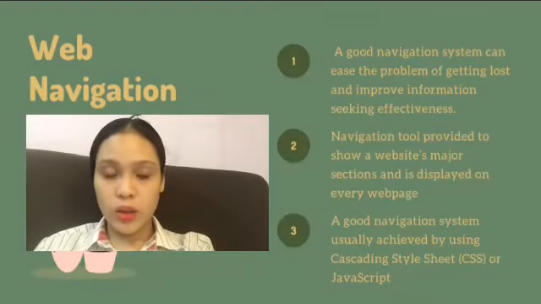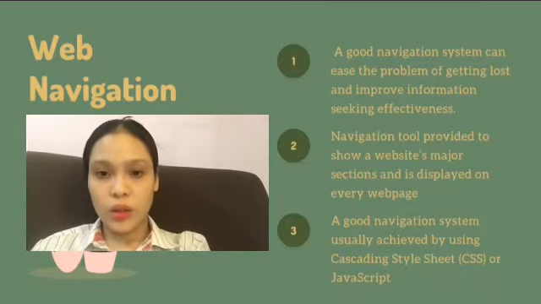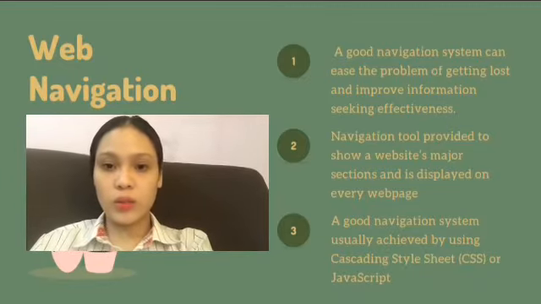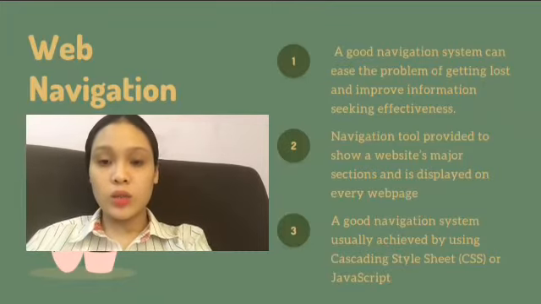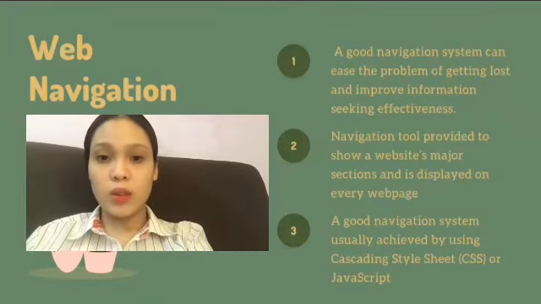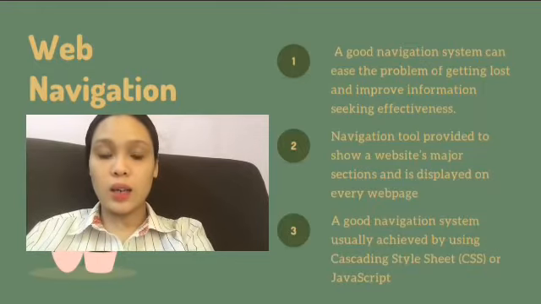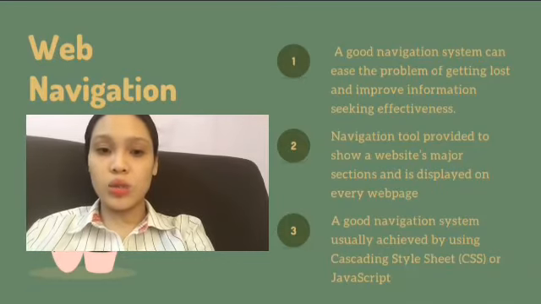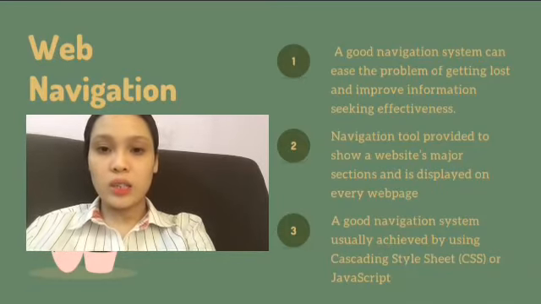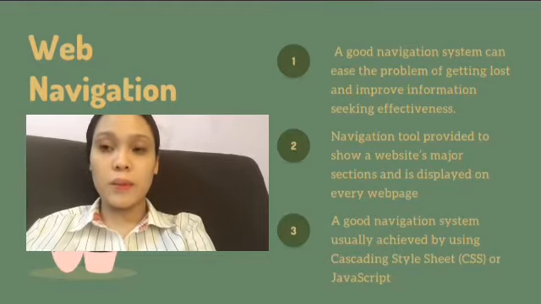Okay, now I will talk about the web navigation used by the National Museum of Malaysia. They have provided three web navigations. The first one: a good navigation system can ease the problem of getting lost and improve information seeking effectiveness. Getting lost is a common problem in an abstract, complex information space like the web. So it visualizes the structure of the information space, provides easy and flexible access to navigational information, and keeps the navigation system itself simple but meaningful.